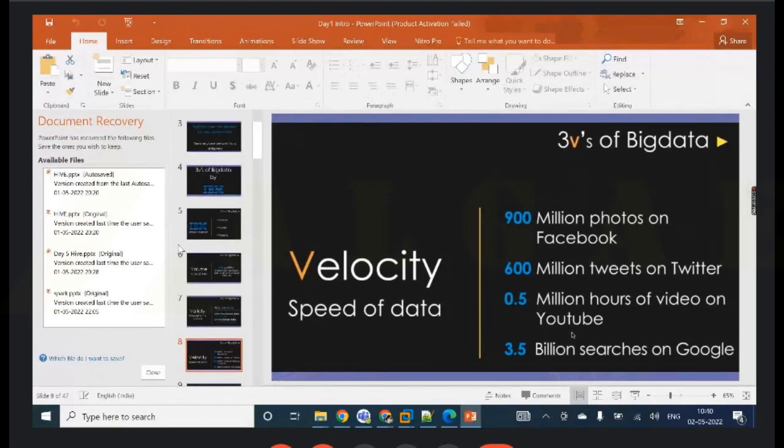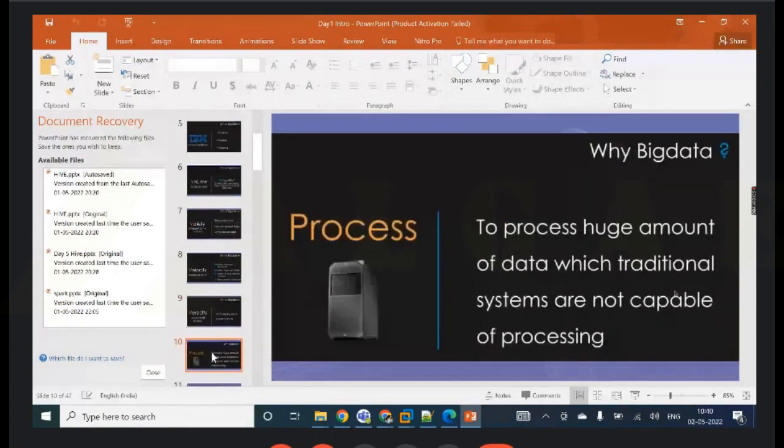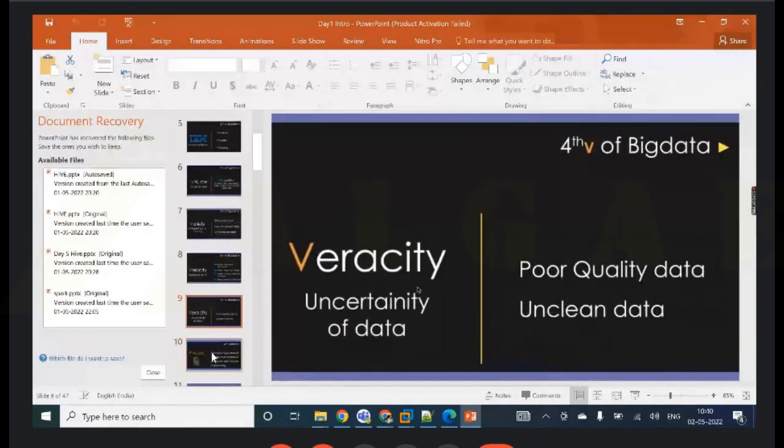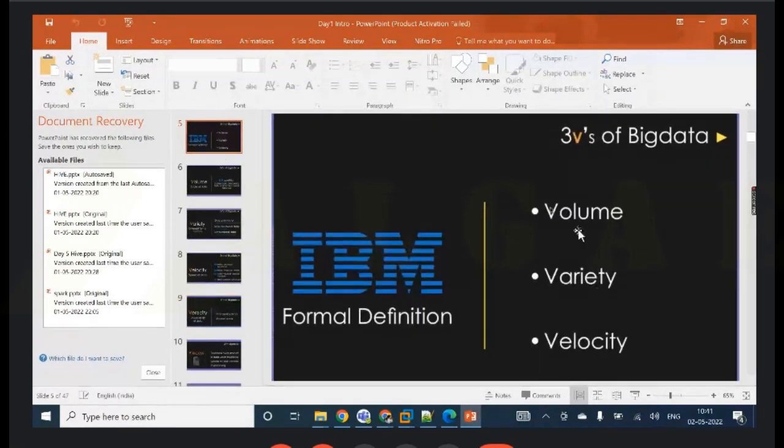Clear? All three definitions: volume, variety, and velocity. In the market there are a few more things like veracity, meaning poor quality or unclean data can also be accommodated. Just note it down, all three. You can note down all four, but these three are important.